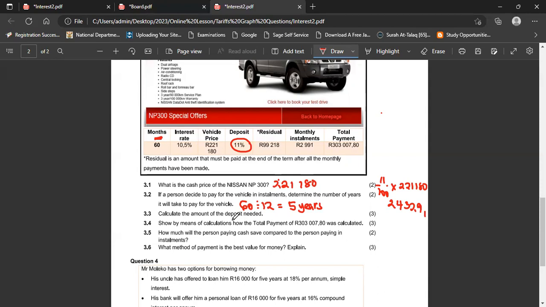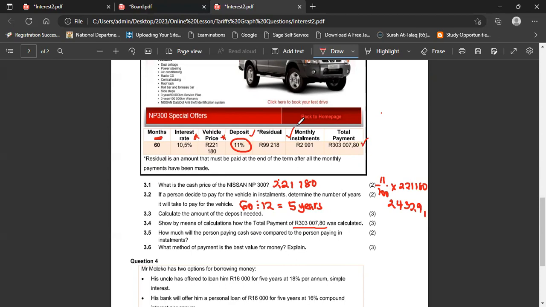So let's look here. Show by means of calculation that the total payment is this much. The total payment, it's here. Remember, what are you going to include here? We cannot include interest. We cannot include the cash money. But it's supposed to be the deposit plus the monthly installment. Do that for me. Remember, the monthly installment is for every month. Deposit is once off that you have paid.